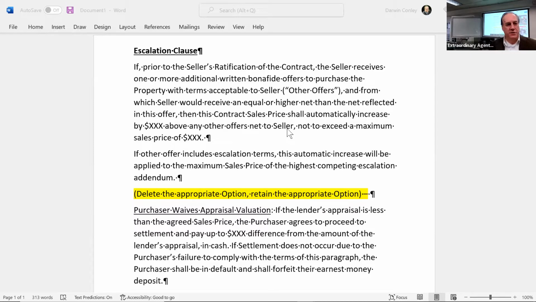Then we're going to cap it so that it's not going above what the buyer is capable or willing to do. If the other offer includes escalation terms, this is another thing that is in this clause that I have not seen in many others. This automatic increase will be applied to the maximum sale price of the highest competing escalation addendum. So we're not the only ones that are using an escalation clause. Others are out there doing the same. And if so, we're just stating very clearly that here's how it will work.